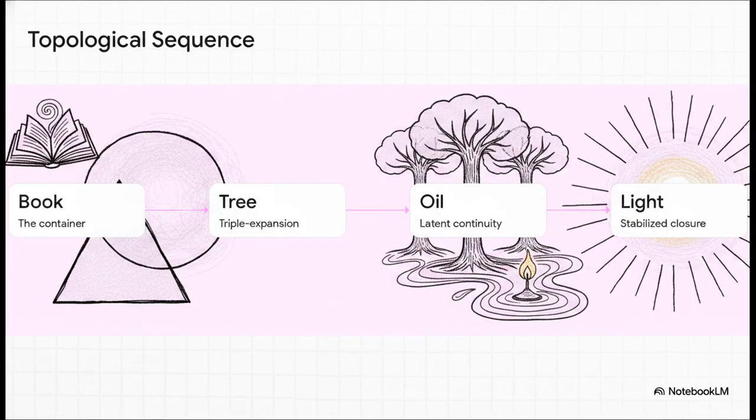As you can see, the book unfolds through the act of reading in the exact same geometric progression as the circle unfolding into the triangle. To walk through the text is literally to walk the topology. You go from the container of the book, through that triple expansion of the tree, drawing on the latent continuity of the oil, to finally reach that stabilized, luminous state of light upon light.